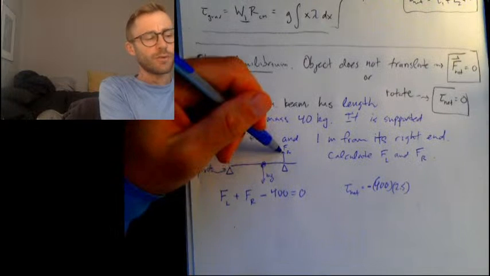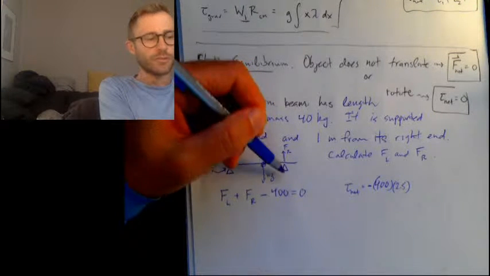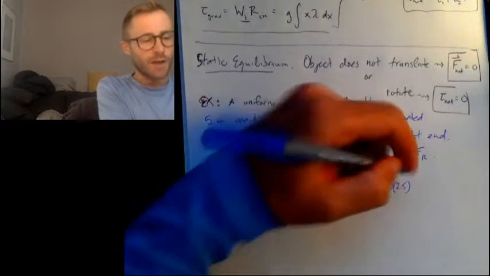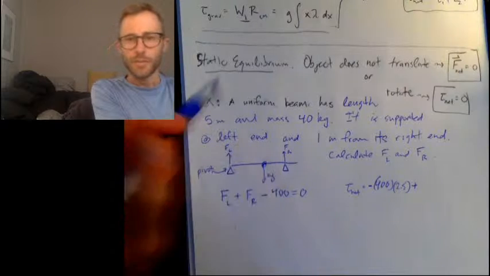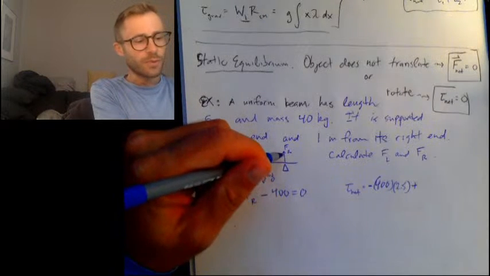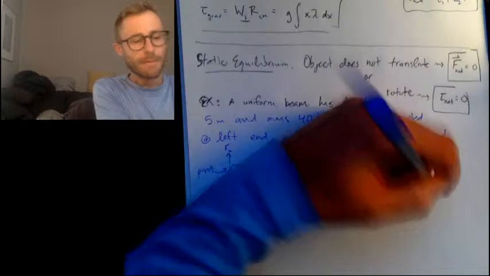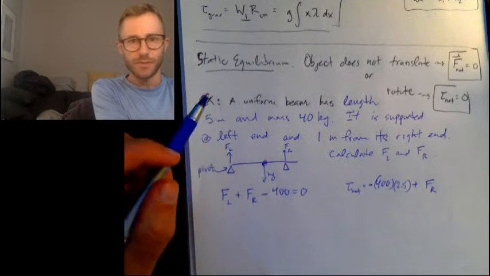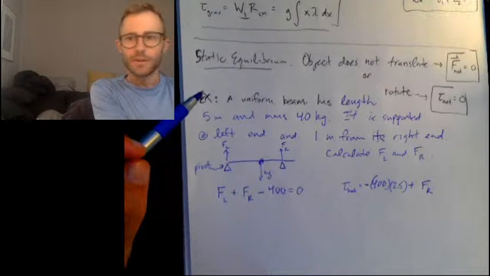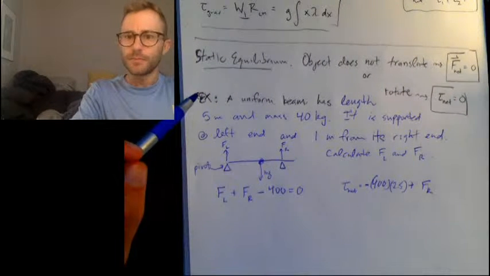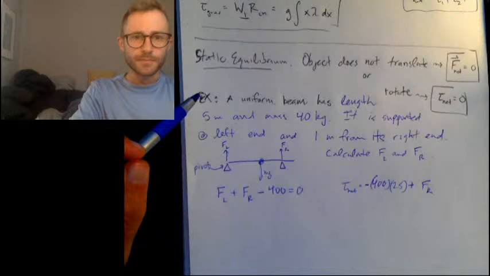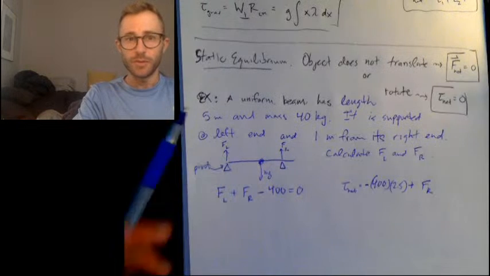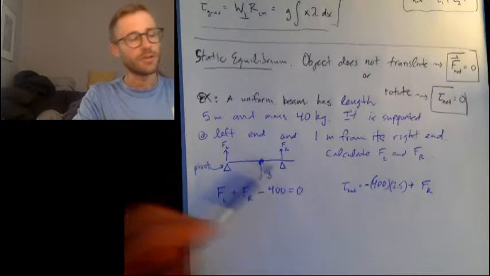And then we also have the force from the right support, which pushes upward, which is a positive torque around the pivot. The size of that force is F sub R, and it is acting 4 meters from the pivot. Now, why isn't it acting 5 meters from the pivot? It's because this force is acting 1 meter from the right end. The total beam is 5 meters long, so that would be 4 meters away from the left end.